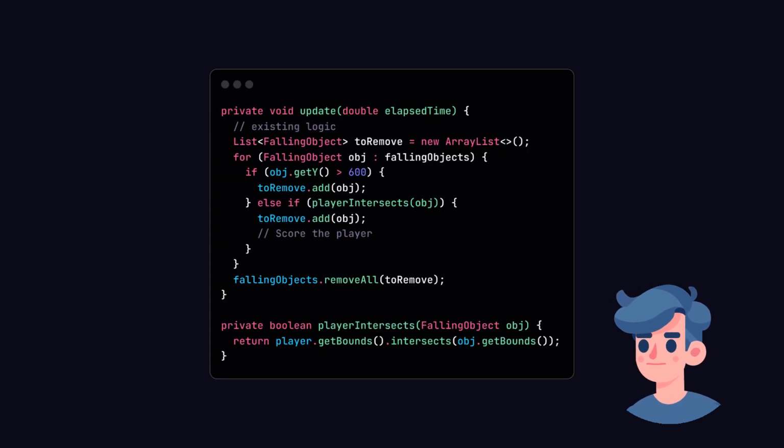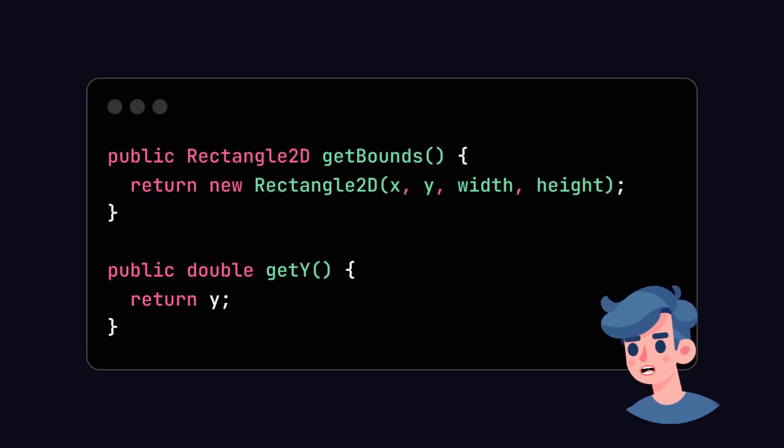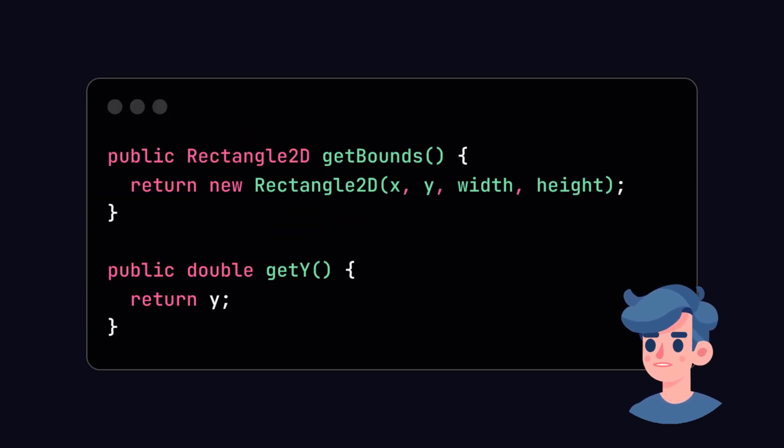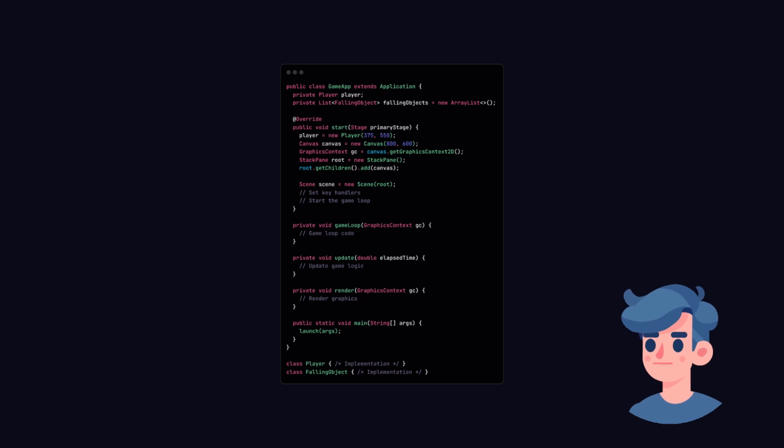To finish up, we'll add collision detection to see if the player catches the falling objects. We will check if the bounds of the player intersect with any of the falling objects. This collision detection system will help us determine when the player has intercepted a falling object. Let's extract the player and falling object bounds for collision detection. Finally, let's showcase the full working code for our game app and the other classes.